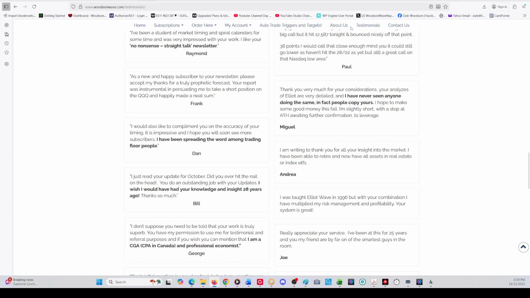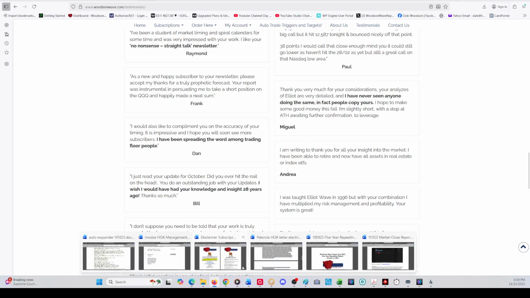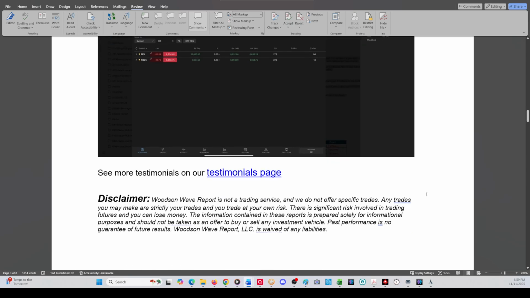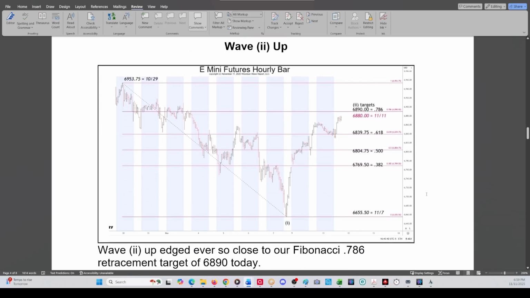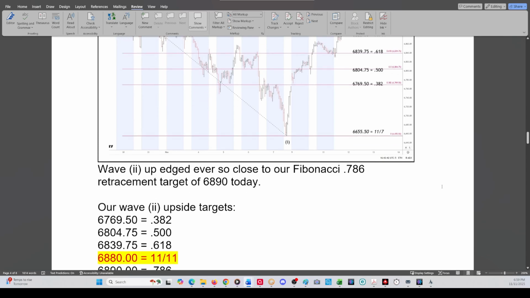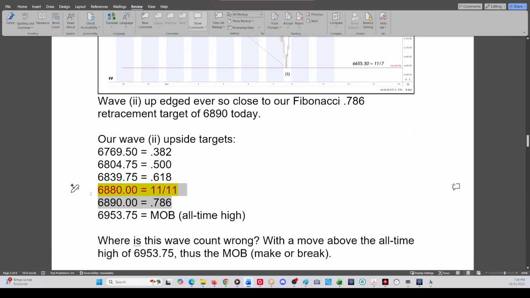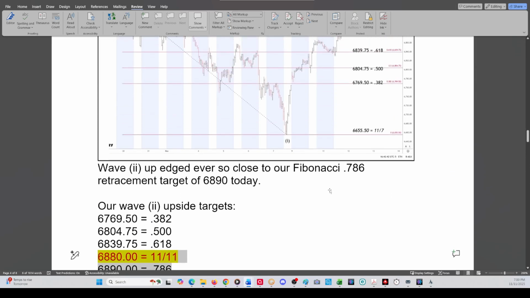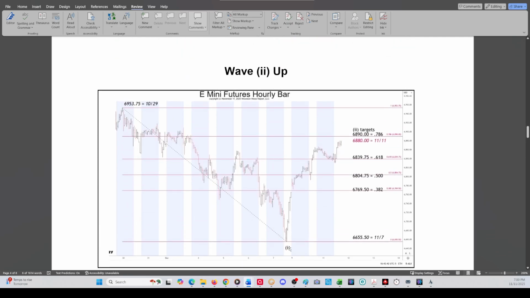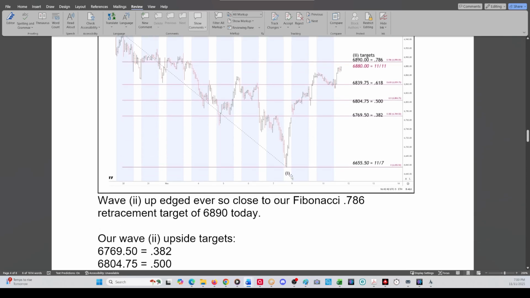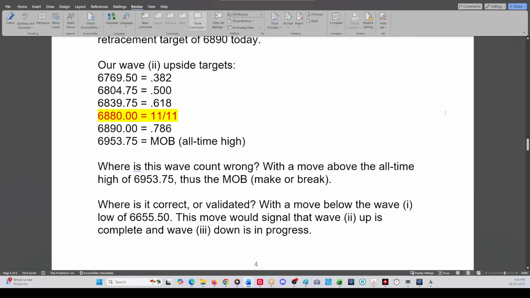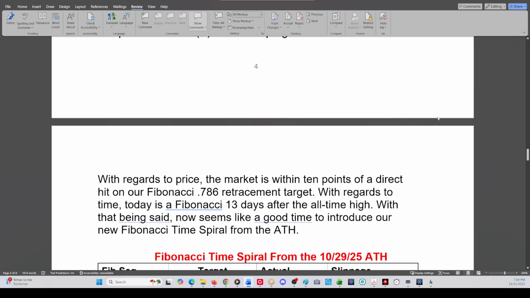I want to get back to our wave count here. I think I'll just go to the report. Here we go. Oh yeah, I wanted to show you guys a new Fibonacci time spiral. Okay, there's our wave count on the hourly. There we go. There's our 786 sitting 10 points above where it closed today. Where's it wrong? When it goes above there. Where's it right? When it goes below there: 66, 55, 50. When wave 1 low is taken out, then wave 3 down is in play, and we went through those targets on the chart. That just says the same thing there.